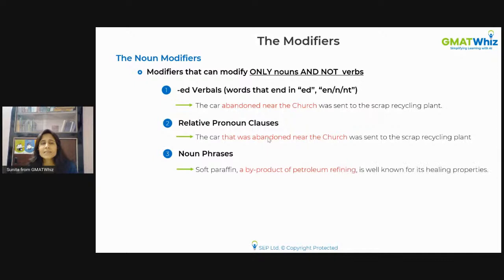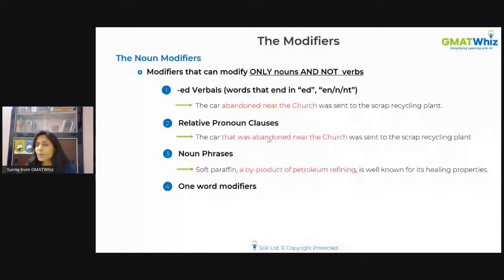Then you have the noun phrases. An example is the sentence, soft paraffin, and then a comma, and then you have a noun phrase beginning with an article and ending with a noun refining, okay? So a byproduct of petroleum refining is basically giving you more information about soft paraffin. So you have these noun phrases that only modify the noun.